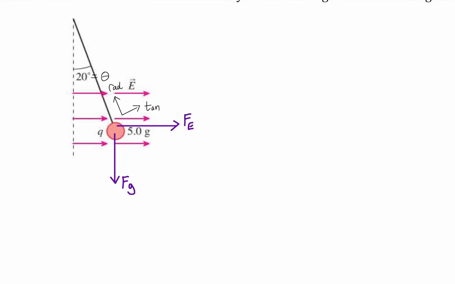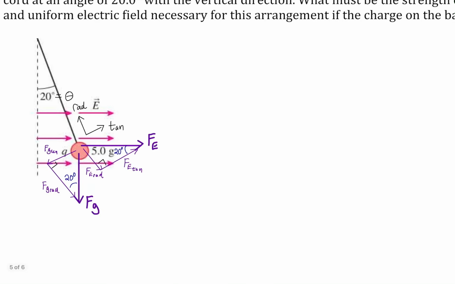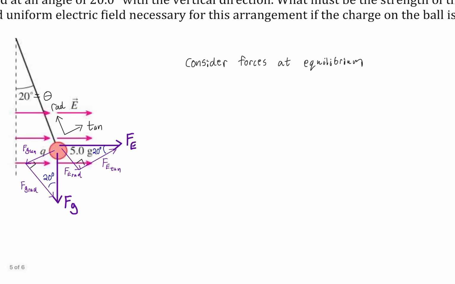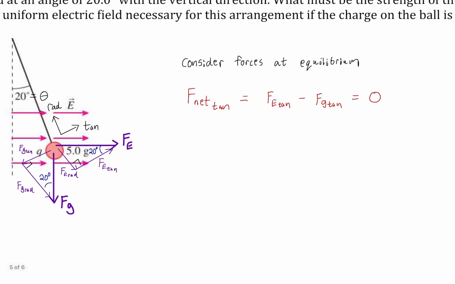But it's a simple system, because you can form two right triangles with the 20 degrees here and the 20 degrees there. Just split up how the electric field force and the gravitational force are projected onto our radial and tangential axes. When you do that, and you think about the forces at equilibrium along the tangential direction, the net force in the tangential direction is just the tangential component of the electric field force and the tangential component of the gravitational force. They equal 0 because that's equilibrium.